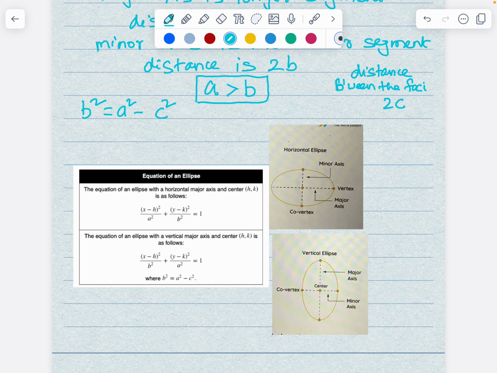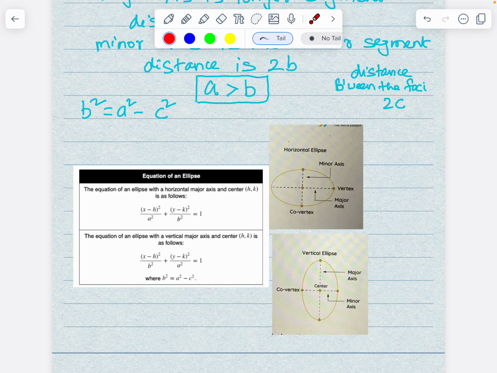Now, the two equations that we need to remember. For the horizontal ellipse, you have (x minus h) the whole square by a square plus (y minus k) the whole square by b square. Now, you note that in the horizontal ellipse, the major axis is on the x-axis. And so you will see that the a is the denominator for (x minus h) the whole square, so the x term.